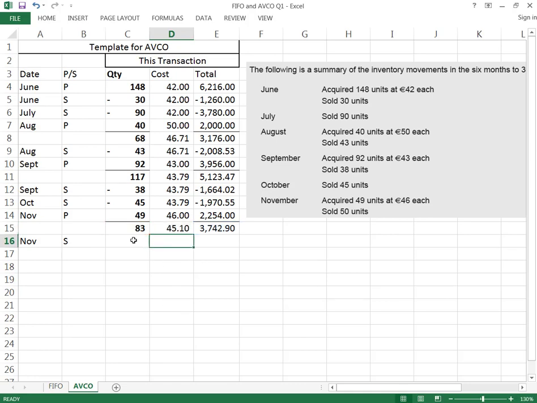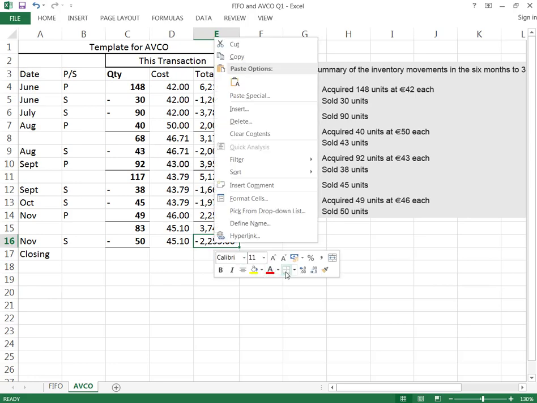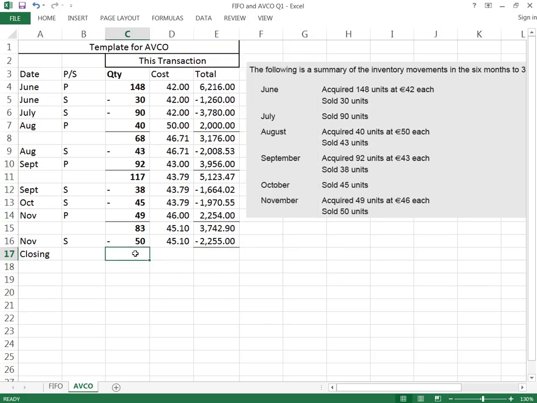Okay, so 45.10. Finally, we sold 50 out of that. We'll be at the 45.10. Okay, and that's where we get our closing figure. Now we already knew from our last calculation that we're going to have 33 left. So if we have anything different here, the number of units won't change. It's only the value of those units that's going to change. So we already knew that we were going to have 33 left.